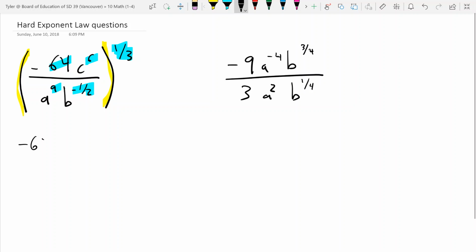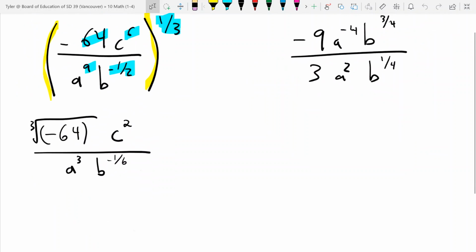So we have negative 64 to the power of 1/3. What that means is cube rooted. Okay, times C, and again we got the 6 times 1/3, that turns into 2. A to the 9 times 1/3 is going to turn into 3, and B is going to turn into 1/2 times 1/3, which is negative 1/6.